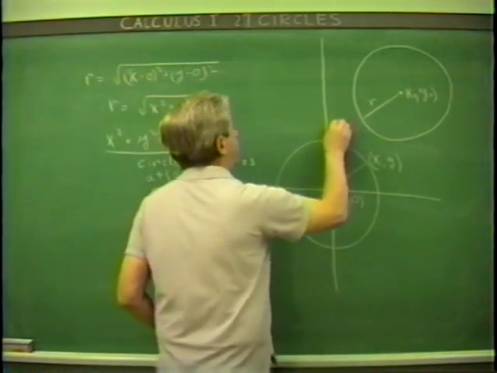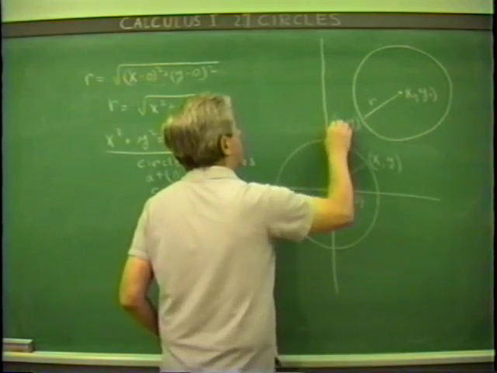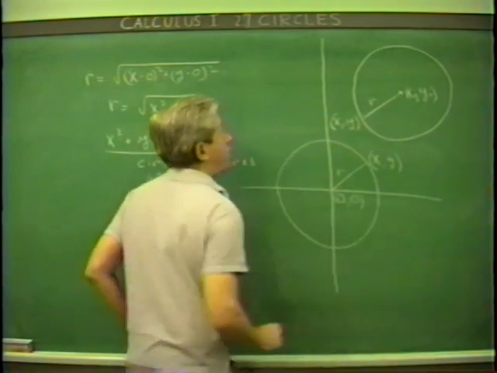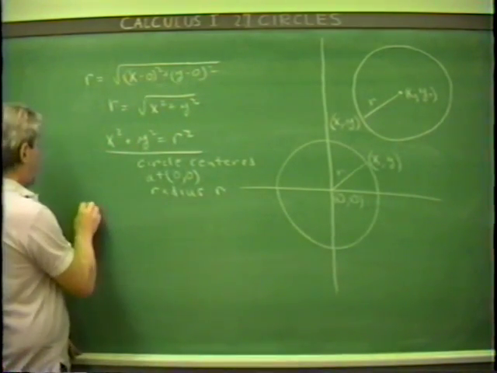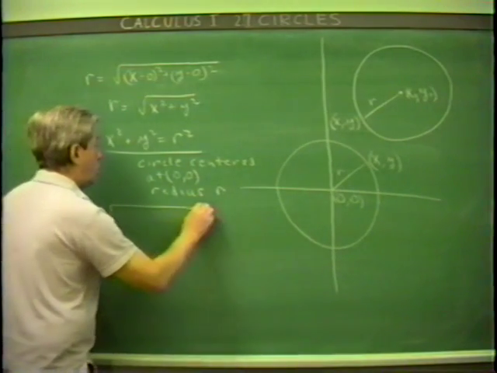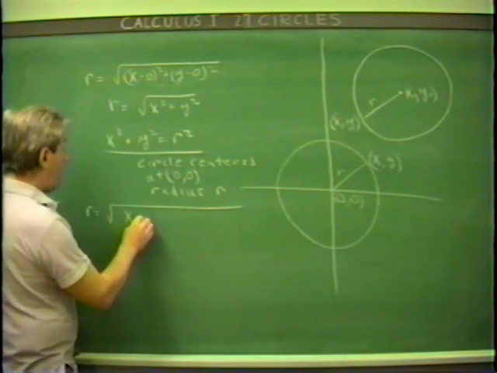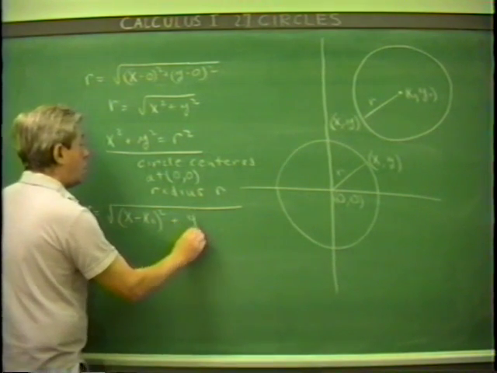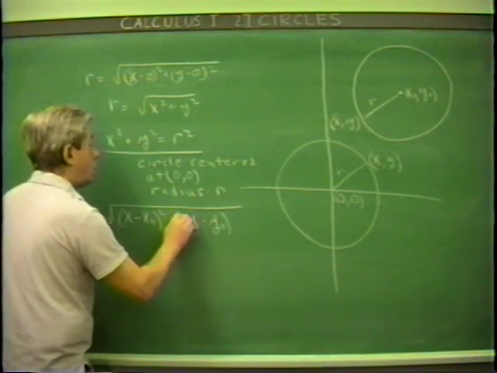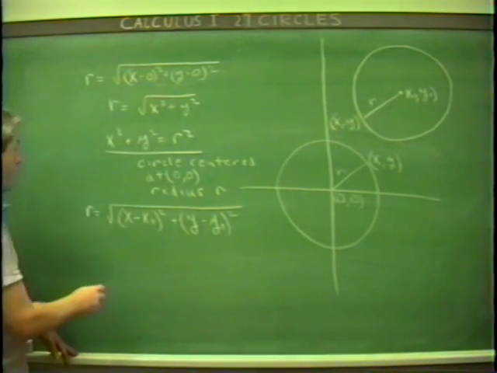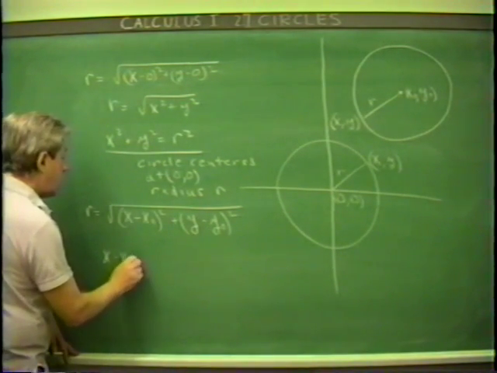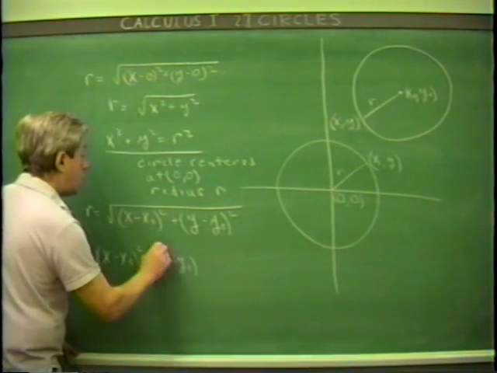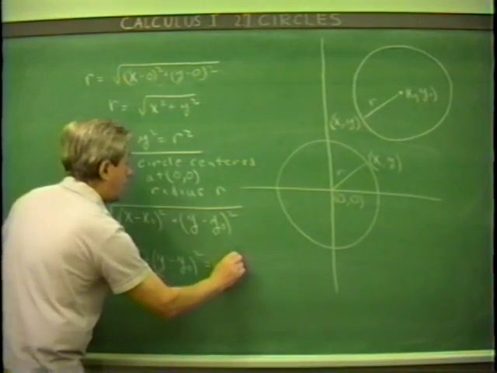What does the point x, y need to do to get on that circle? Well, it must be that the distance from this point to x naught, y naught is r. That's to say that r is equal to the square root of (x minus x naught) squared plus (y minus y naught) squared, or that (x minus x naught) squared plus (y minus y naught) squared is equal to r squared.